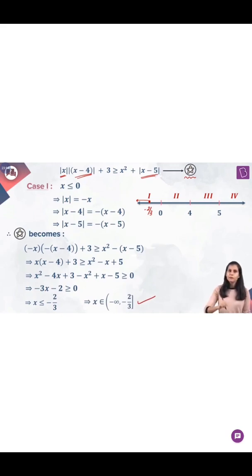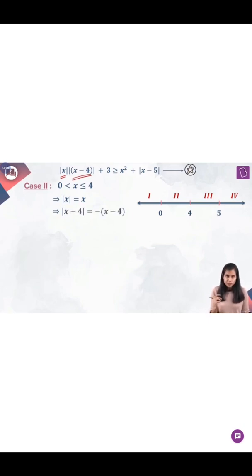Got it? Now similar approach for the second region. That's the region I am in, when x is greater than 0, less than or equal to 4. Now in this region, if x is greater than 0, mod x will become x. And if x is less than 4, that means mod of x minus 4 will be minus of x minus 4. If x is less than 4, it's obviously less than 5. So mod of x minus 5 will become minus of x minus 5.